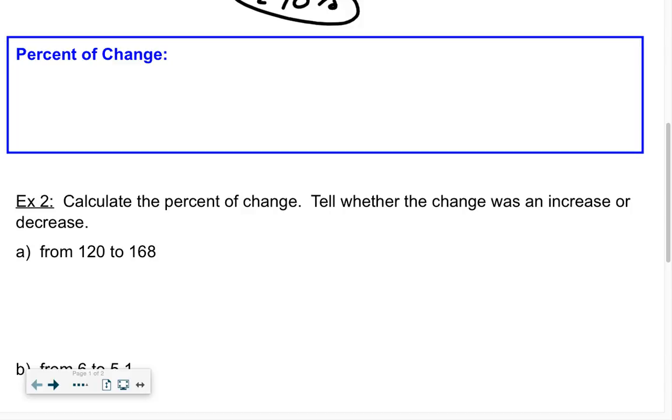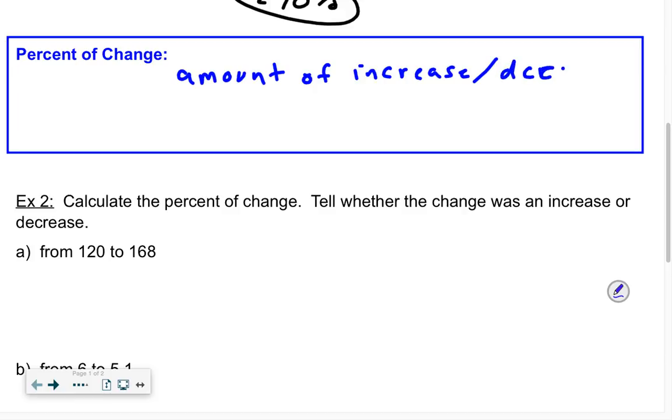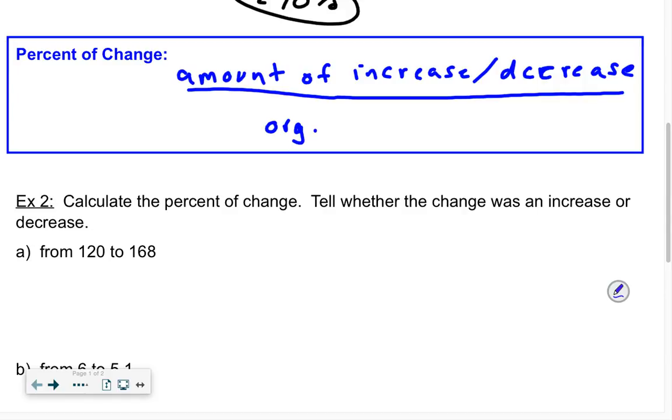Percent of change. We do have a formula for this. It is the amount of increase or decrease, we can go either way, divided by the original amount, or the regular amount. So again, percent of change is the amount of increase or decrease. That's the difference between the two values. And then we're going to divide by the original.